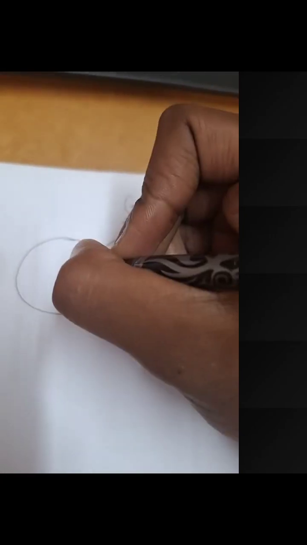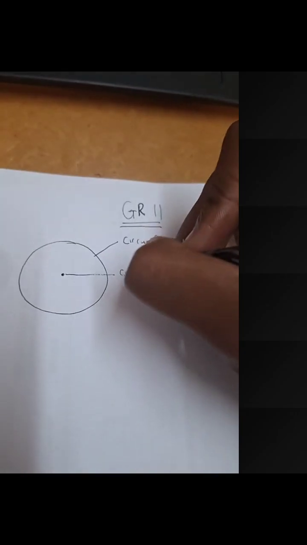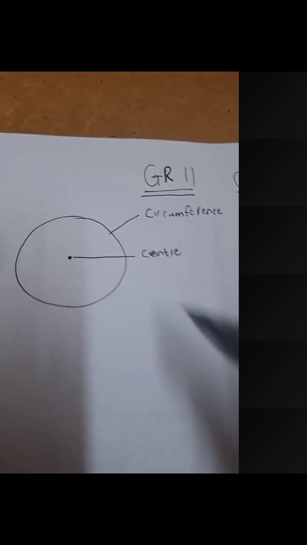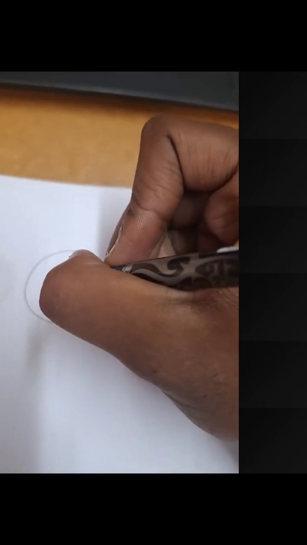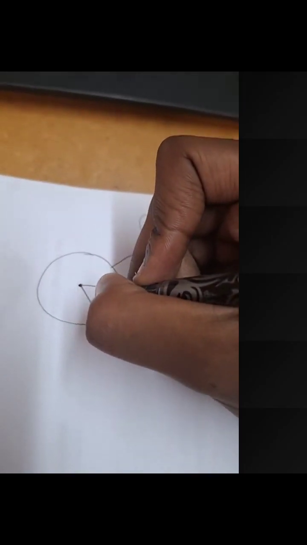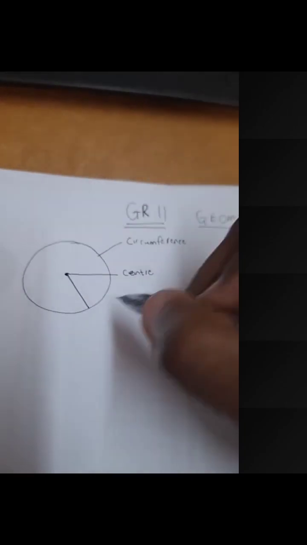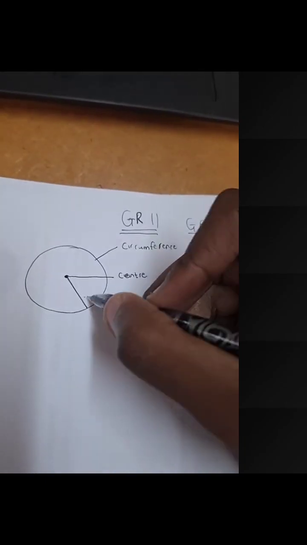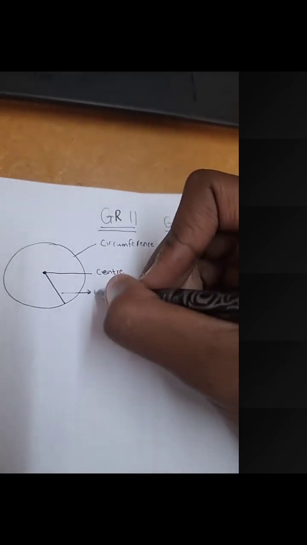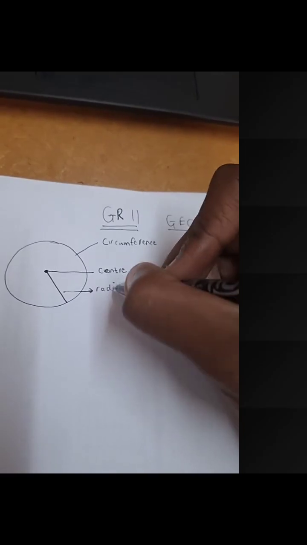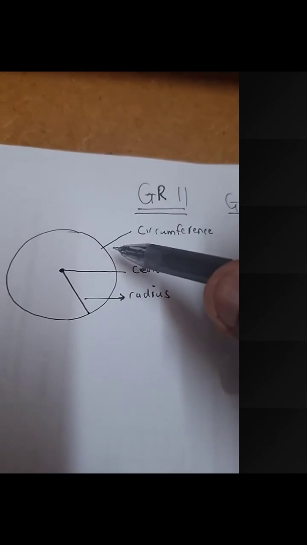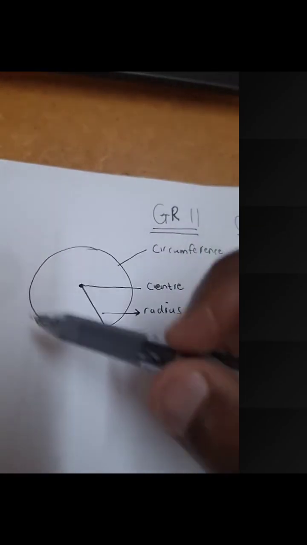Then there is something that we refer to here as the center of the circle. So this dot here will represent the center of a circle. Then from the center to the circumference, there is a line, and we call this line from the center to the circumference the radius.